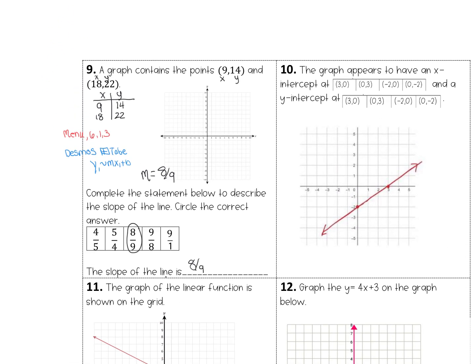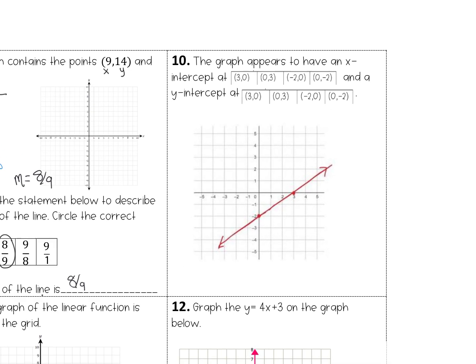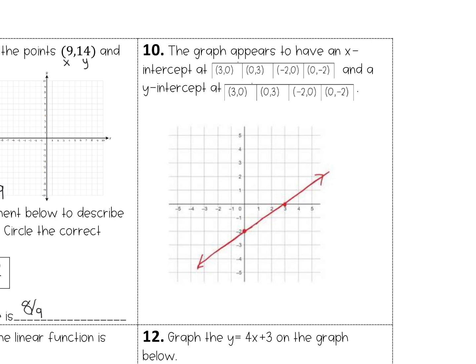Number 10 says the graph appears to have an x-intercept. So x-intercept. We're going to go to the x-axis. That's this one right here. And let's go across. My x-intercept is 3.